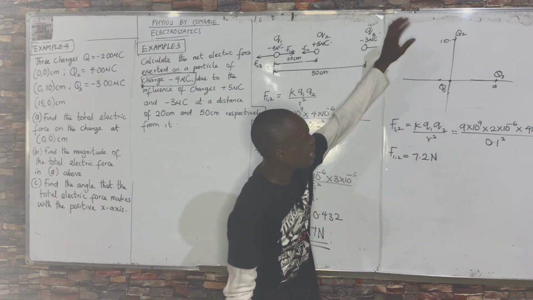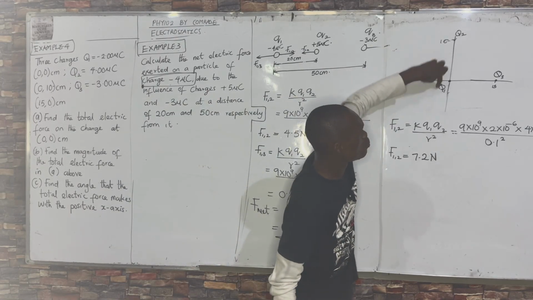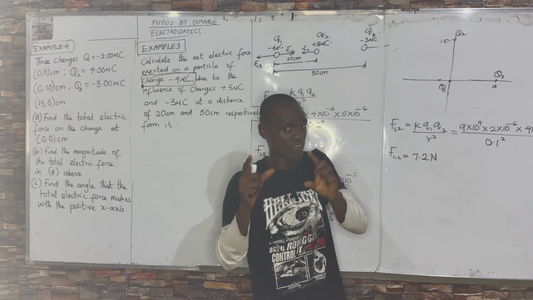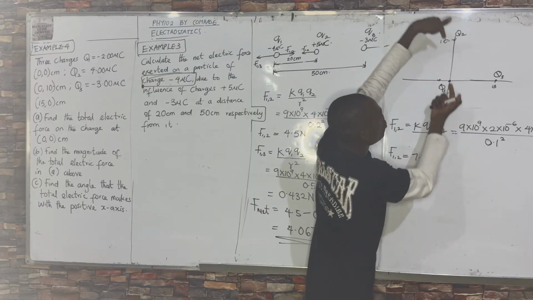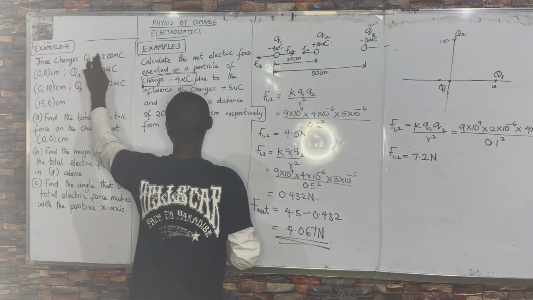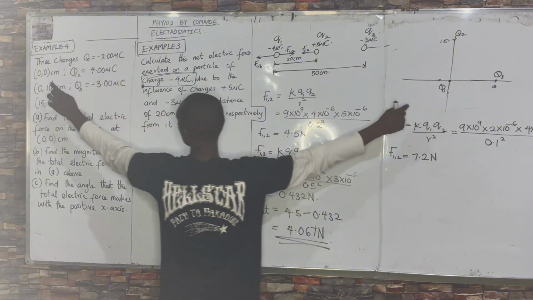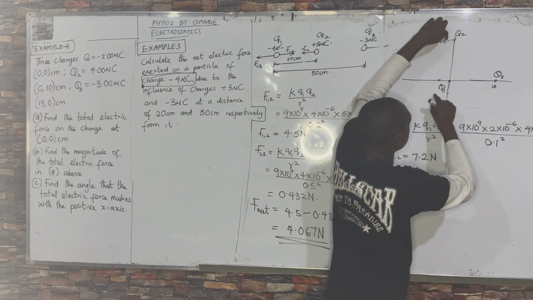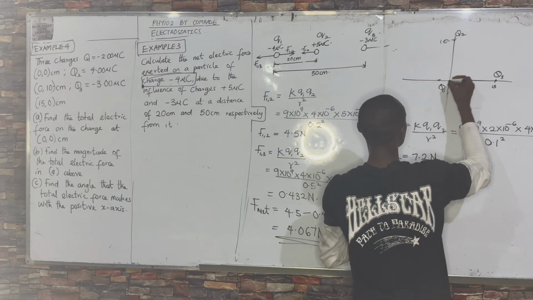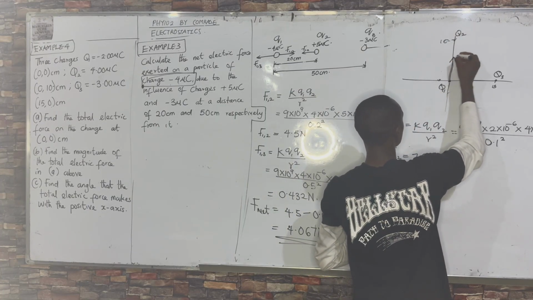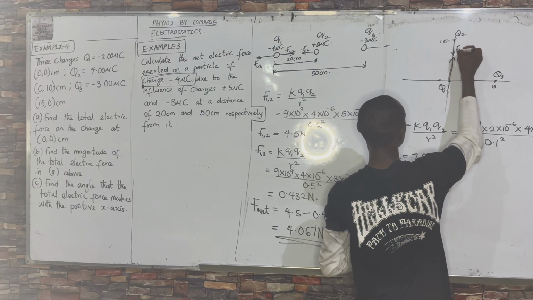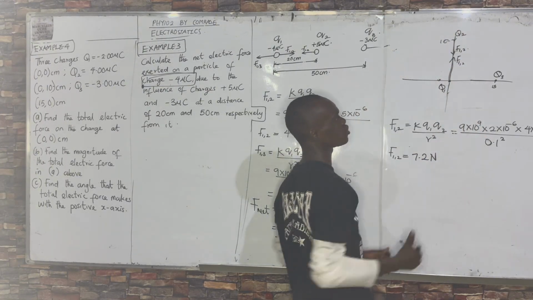Now, you will check these two. That's the magnitude. Don't forget, force is also a vector, so it will have direction. We will now check, is it attractive or repulsive? Q1 is negative, Q2 is positive. Negative and positive, unlike charges, what will happen? They will attract. So I have an attractive force like this, F12. Here, they attract each other.